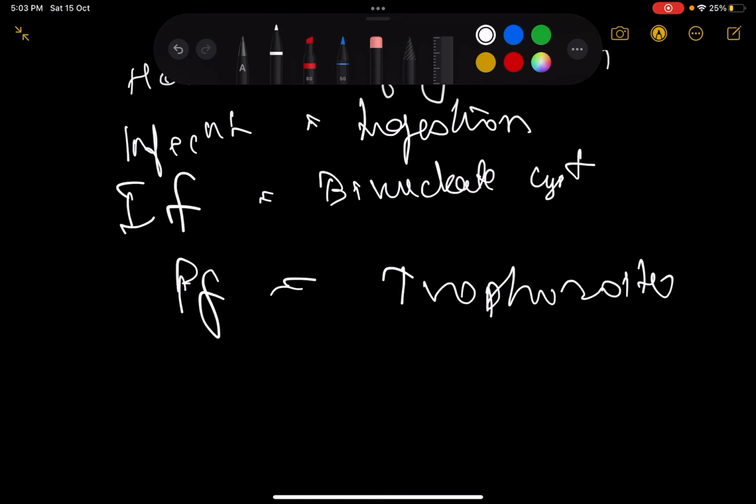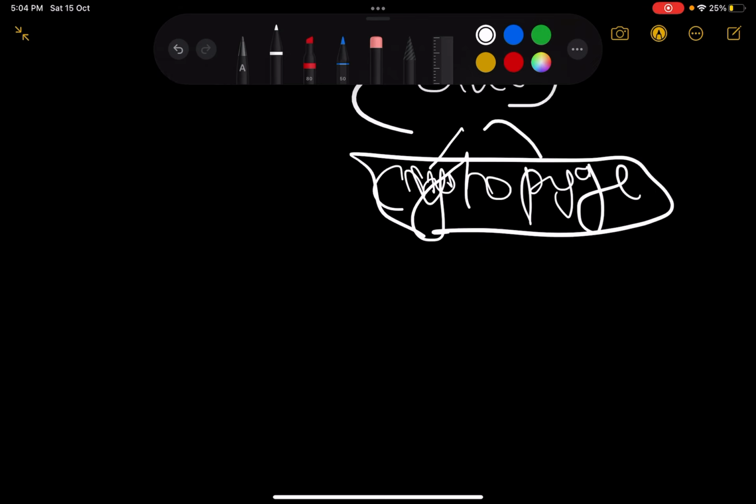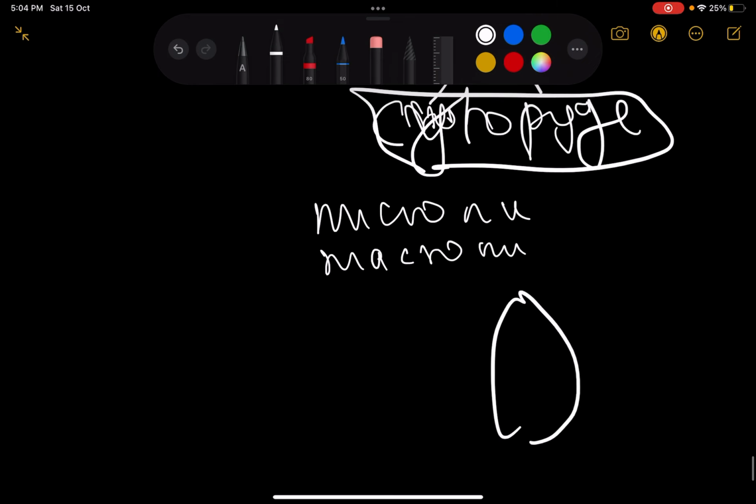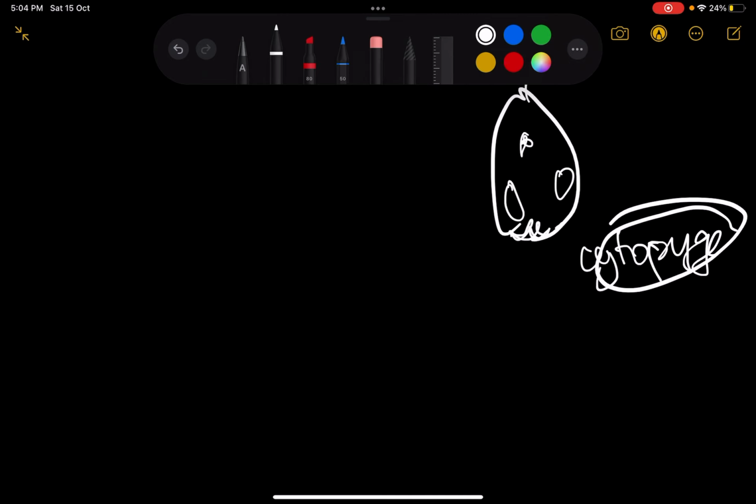A very important thing about the trophozoite here is that it does not have any flagella. It has cilia, and it also has something called a cytopage. It has two nuclei, a micronucleus and a macronucleus. So when I look at the trophozoite, it has cilia, a macronucleus, a micronucleus, a food vacuole, and an indentation called the cytopage, or however you want to call it. I'm just saying it because there's a good chance it can be a question.